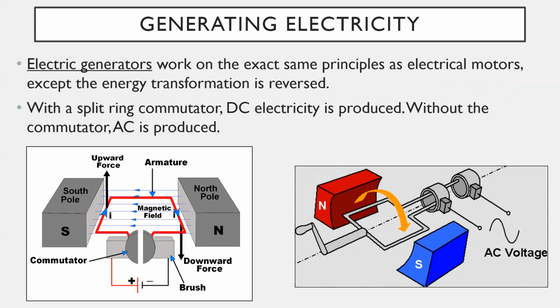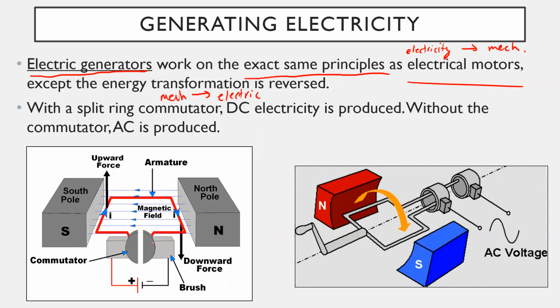Generating electricity. Electric generators, so things that produce electricity, work on the exact same principles as electrical motors, except the energy transformation is reversed. Remember, with a motor, you're turning electricity into mechanical energy. With an electric generator, you're turning mechanical energy into electricity, right? So you're taking movement and you're turning it into electricity. So an electric generator is actually going to look pretty much identical to an electric motor. The only difference is you're not hooked up to a battery or something. You're hooked up just to something that can store the electricity, or even just wires to carry it somewhere else, right?